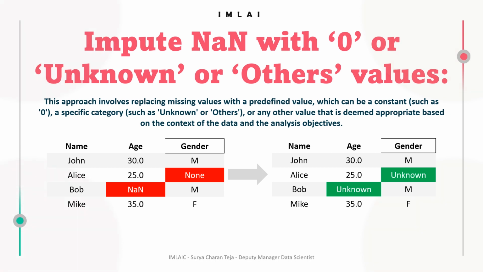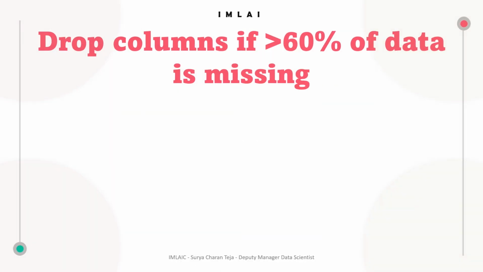So the next method that we have in our pipeline is dropping columns with more than 60% of missing data. It is also a data cleaning technique, a missing data handling method. This involves removing columns from a data frame if they have a high percentage of missing or NaN, that's not a number, values. The threshold of 60% is arbitrary and can be adjusted depending on the specific requirements of the analysis or modeling task.